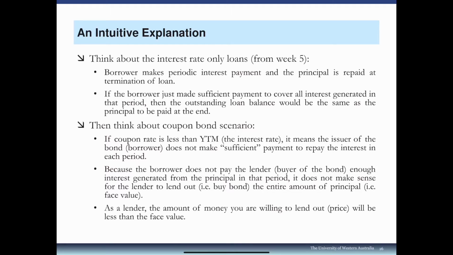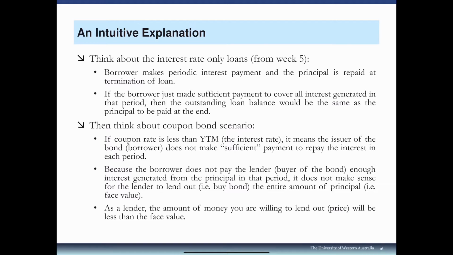So think about the interest only loans that we learned from week 5. When a borrower makes periodic interest payments and the principal is paid at the termination of the loan, that is what you call an interest only loan. If the borrower just made sufficient payment to cover all interest generated in that period, then the outstanding loan balance will be the same as the principal to be repaid at the end.